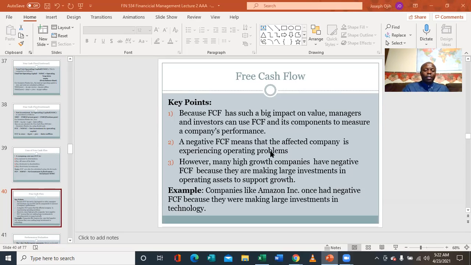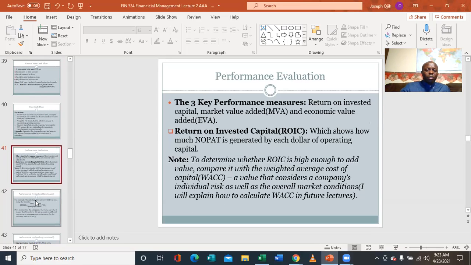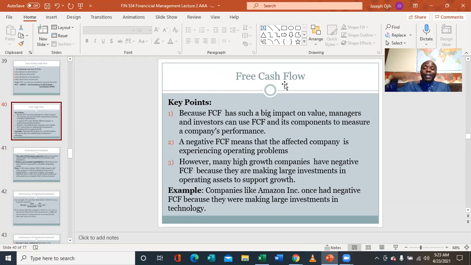Now, in our next lecture, we'll be looking at performance evaluation, some of the key measures we use to evaluate the financial statements of a company or check the value of the company. And then, of course, after that, we start going into more analysis of financial statements, things like ratio analysis and so on and so forth.